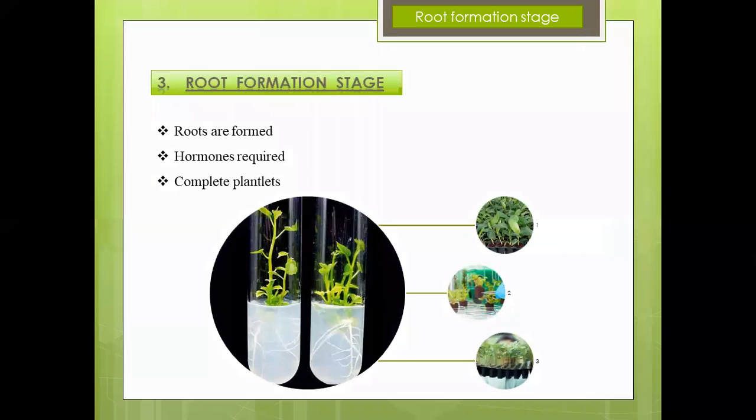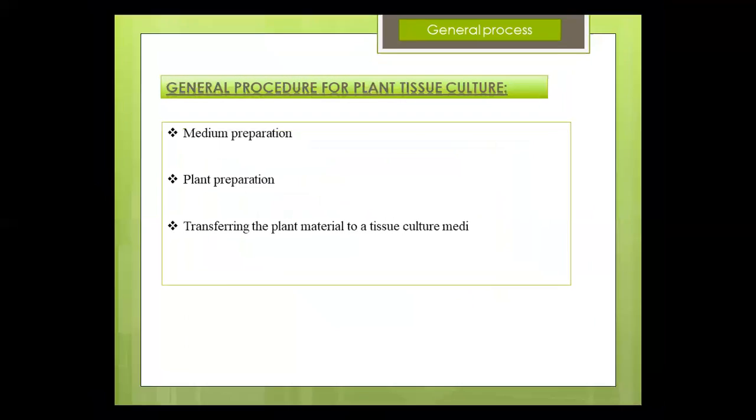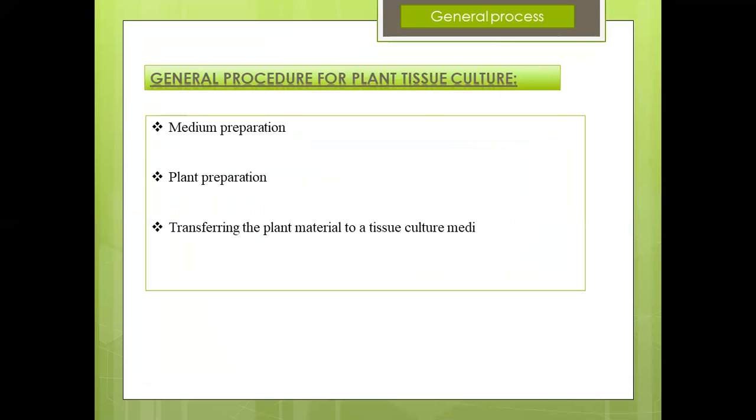The last and the third step of tissue culture is the root formation stage. Root formation stage is the last stage. Here roots are formed. Hormones are required in order to induce rooting and consequently complete plantlets. There is also a general process for plant tissue culture where we need three basic points. What are these points? Let's discuss.